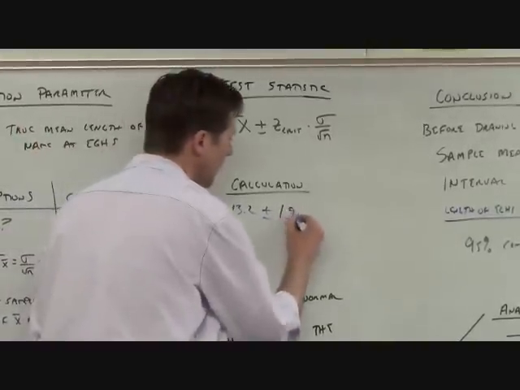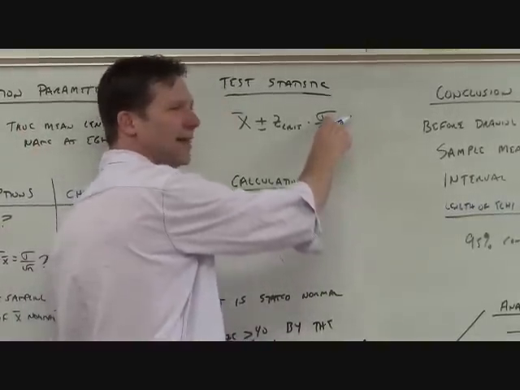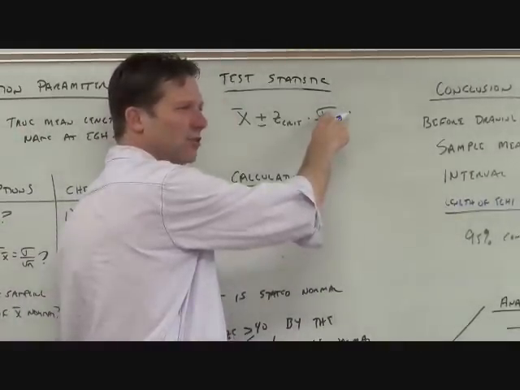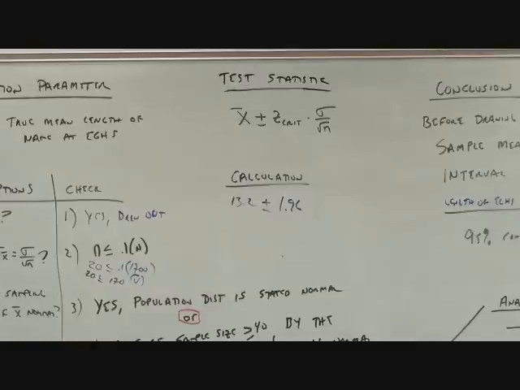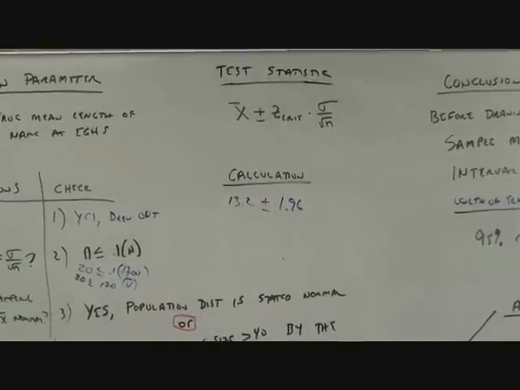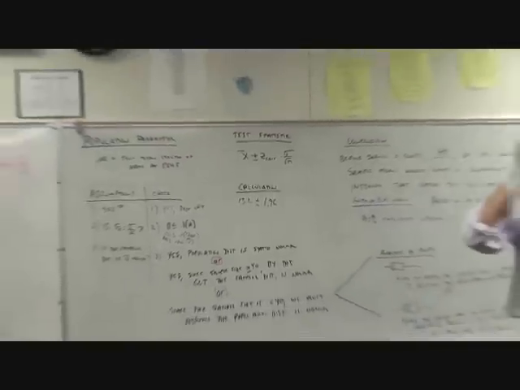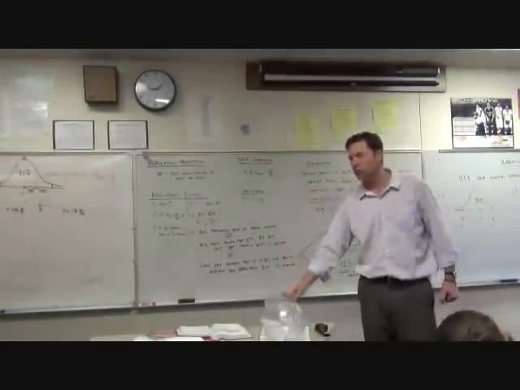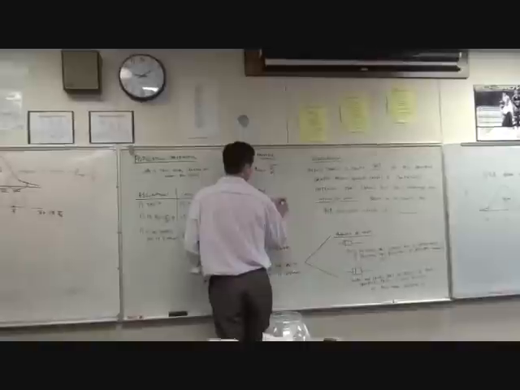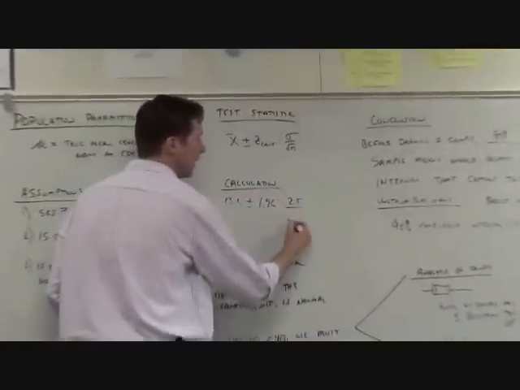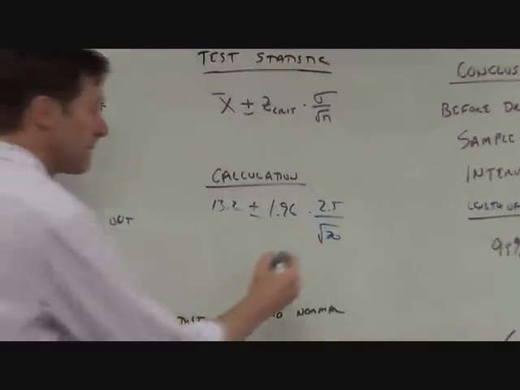1.96. All right, now here's the deal. I didn't tell you what the population standard deviation was for this problem. I wrote it up there on the board. Turns out that these guys typically are about 2.5 letters away from the mean. So we're going to go ahead and use that as the population standard deviation. So 1.96 times 2.5 over the square root of 20.